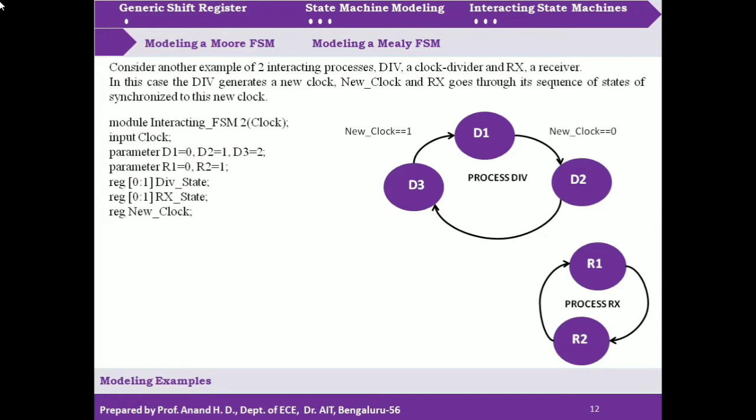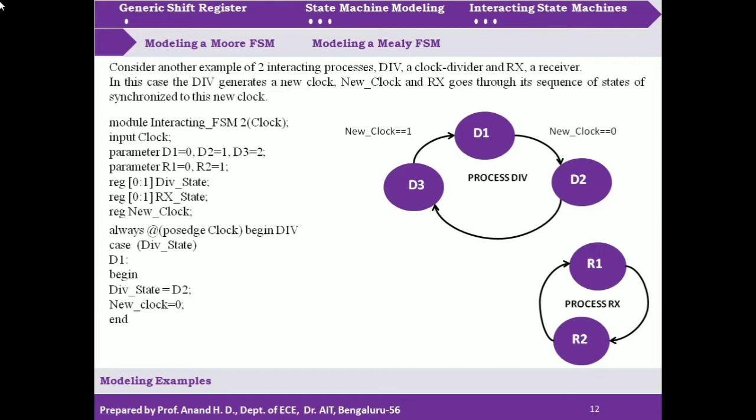So what does the next part of this code say? We have an always at positive edge of the clock. So we need to begin the process div. For the positive edge of the clock input signal, the process div will be initiated. Then we have a case statement which is sensitive with respect to the variable div_state, that is the state of the process div.